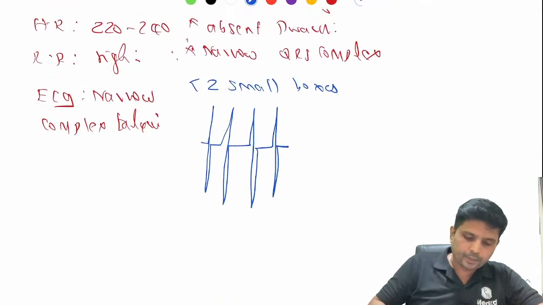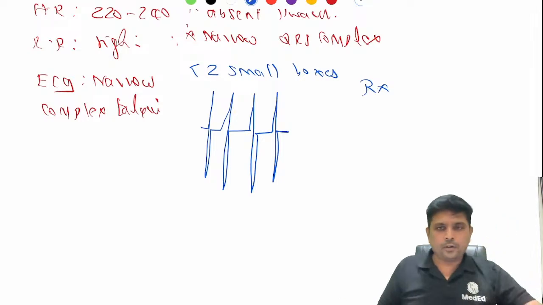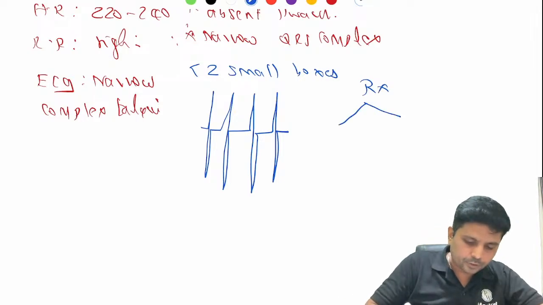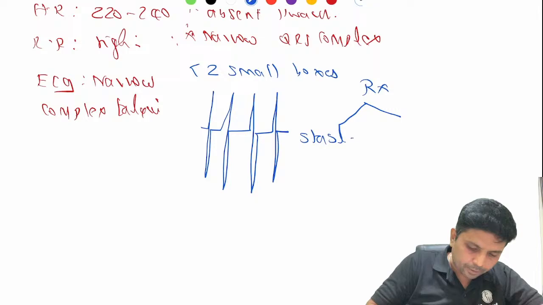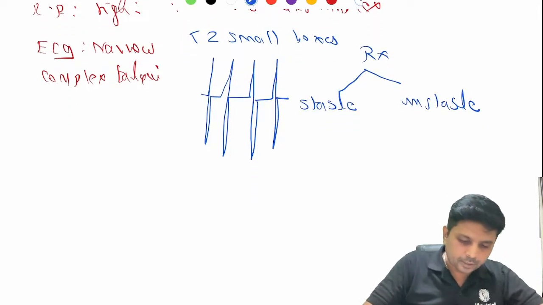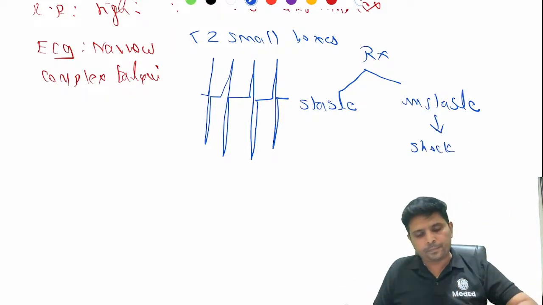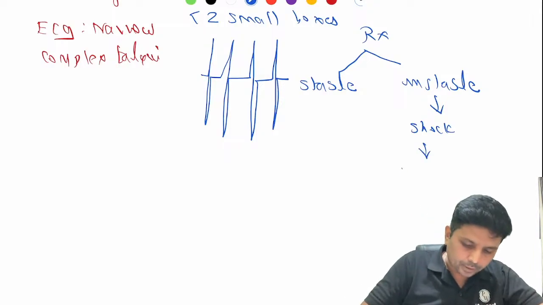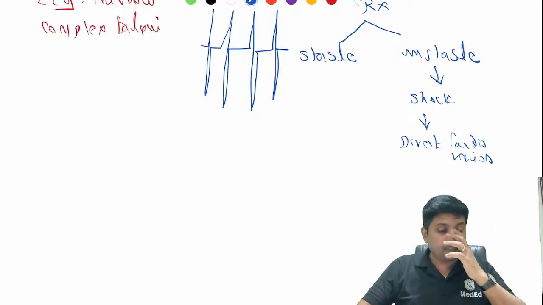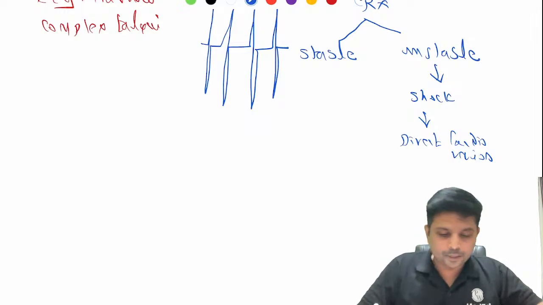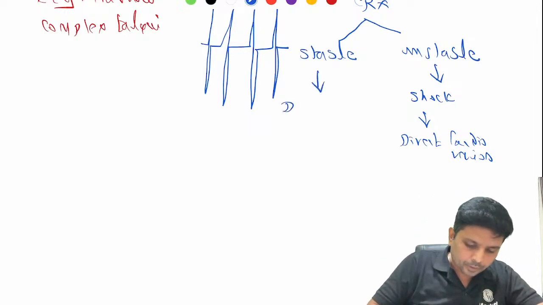Now what is the treatment? The treatment of choice depends on whether you are dealing with a stable or unstable patient. Unstable patient means the child is in shock. Then you don't have any time to act, so you need to give direct cardioversion. That is the treatment of choice for unstable patients. For stable patients, the drug of choice is intravenous adenosine.